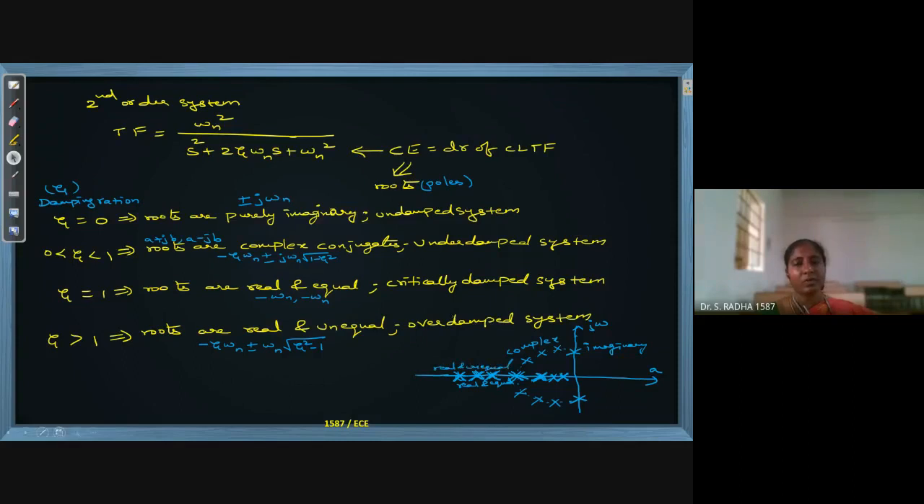Okay, so already we have seen why I am giving more stress on these points. You will have number of problems, 1 mark questions on this. You should not leave anything. Imaginary means we call it as undamped system. Complex roots means we call it as underdamped system. Real and equal means we call it as critically damped system.